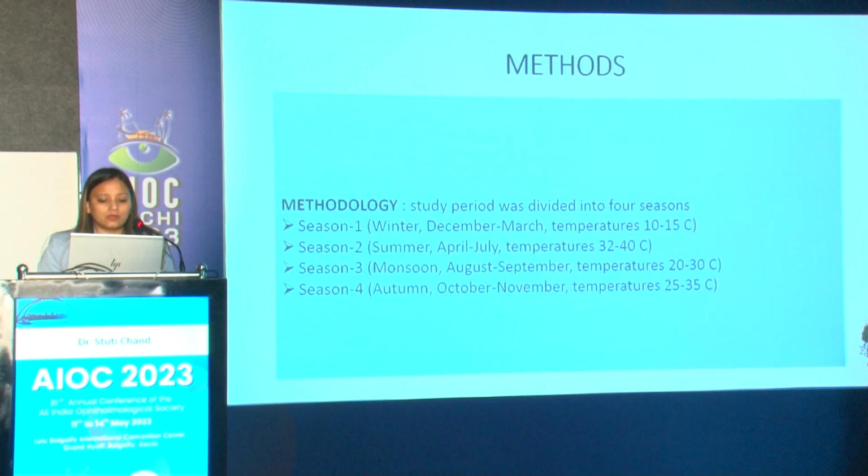Season 1 was winter with temperature of 10 to 15 degrees Celsius. Season 2 was summer with temperature 32 to 40 degrees Celsius. Season 3 was monsoon with temperature between 20 to 30 degrees Celsius, and Season 4 autumn with temperature 25 to 35 degrees Celsius.